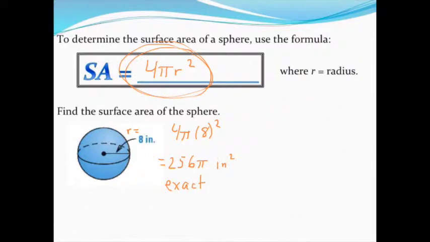If they want an approximate answer, or if we want to work with an approximate answer, just like with circles, replace pi with 3.14 or whatever value you choose to use. I use 3.14, so 256 times 3.14 gets me an approximate surface area of 803.84 square inches. Okay, so once again, just like with circles, the exact answer will have the pi symbol with it. The approximate answer will not have the pi. It'll already be multiplied by 3.14.